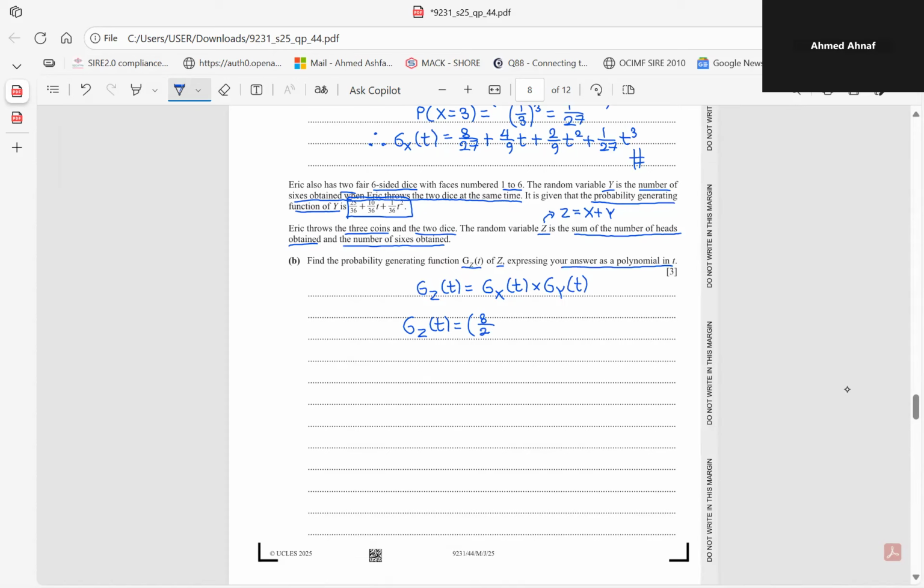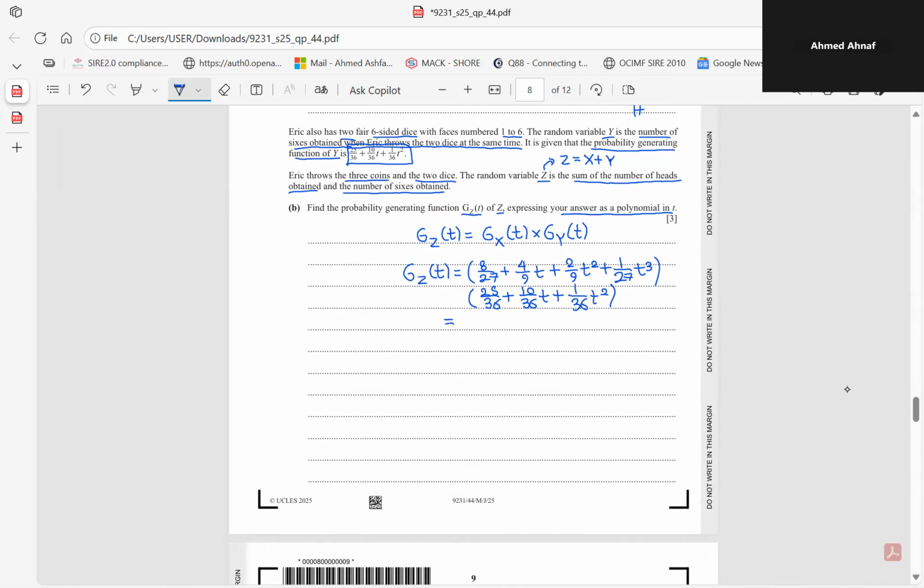8/27 plus 4/9 t plus 2/9 t squared plus 1/27 t cubed, and then times G_Y(t), that is 21 over 36 plus 10 over 36 t plus 1 over 36 t squared. All right, so now let's expand.